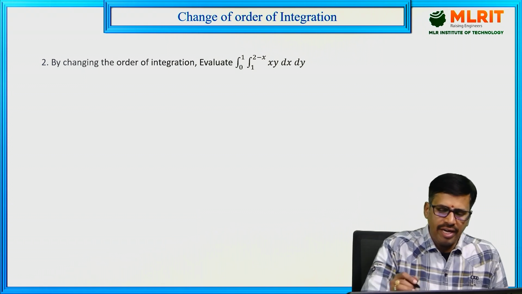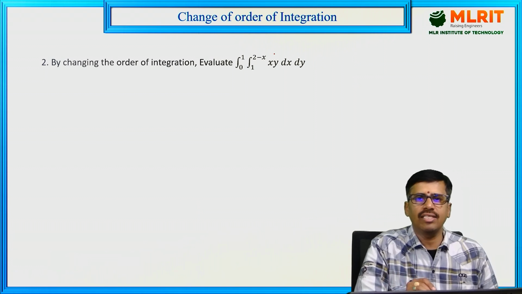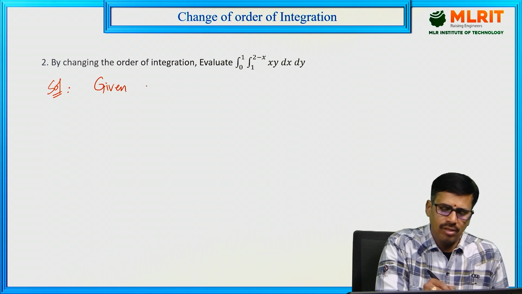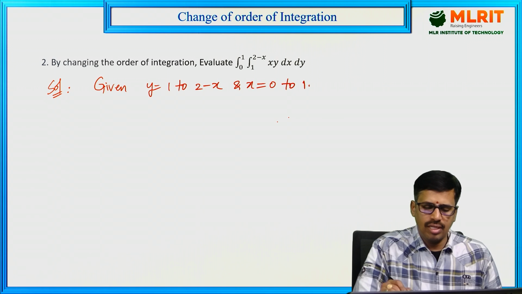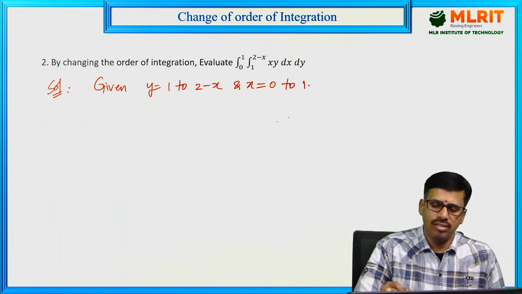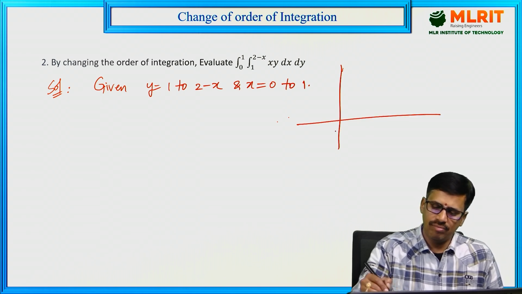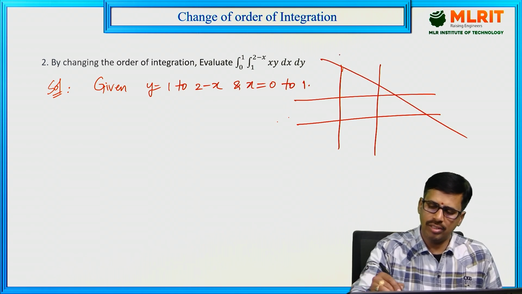By changing the order of integration, evaluate this integral 0 to 1, integral 1 to 2 minus x. First let us write what are the x and y limits. So given limits are y is equal to 1 to 2 minus x and x is equal to 0 to 1. So these are the limits for x and y. First let us draw the graph. X equal to 0 means y axis, x equal to 1 means this line, y equal to 1, y equal to 2 minus x.